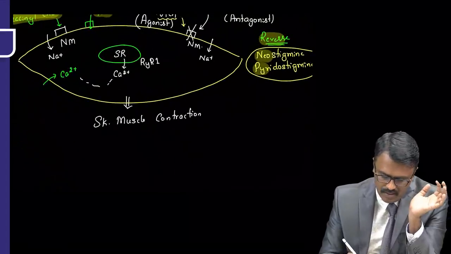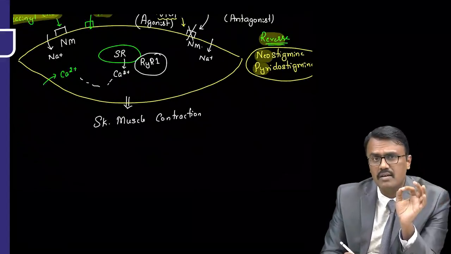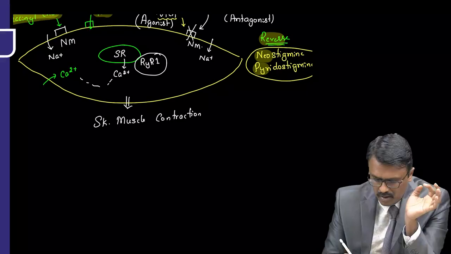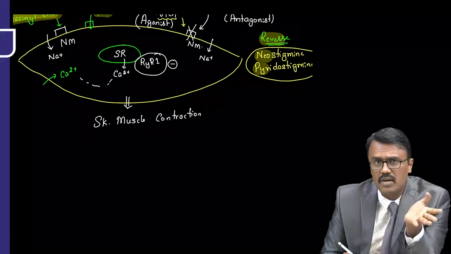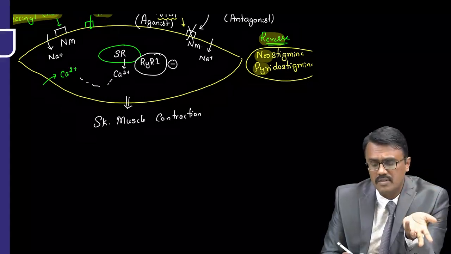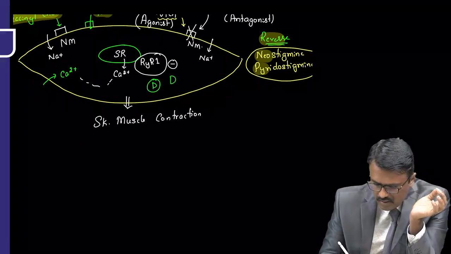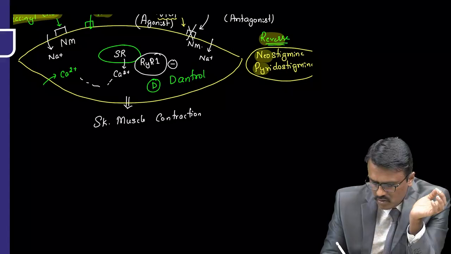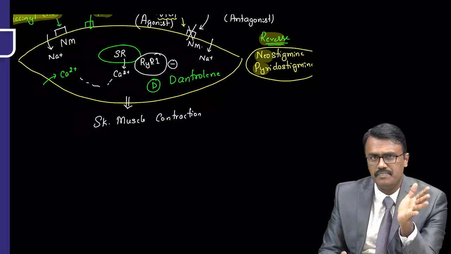Number four, we have a drug which can block the ryanodine receptor, which can directly relax the muscle. So if you block this receptor, calcium is not released. If calcium is not released, then the muscle will relax. The fourth category, the drug is called dantrolene sodium.